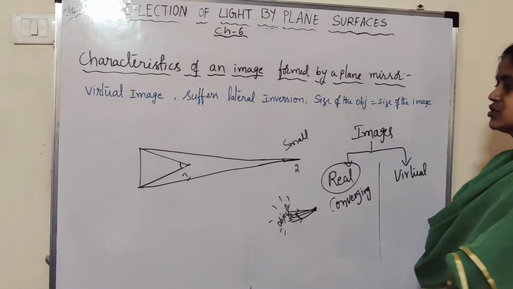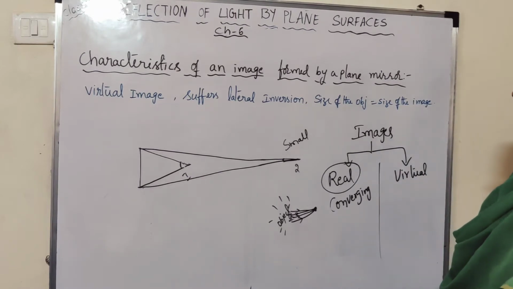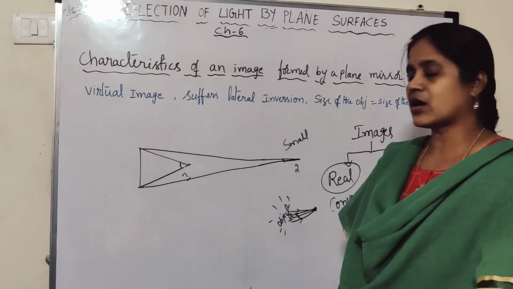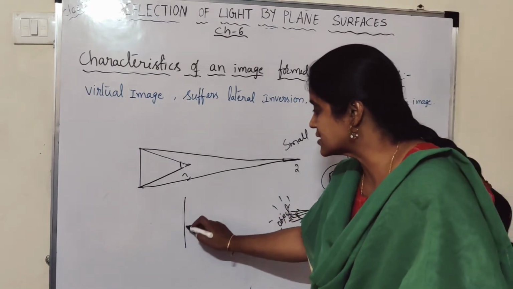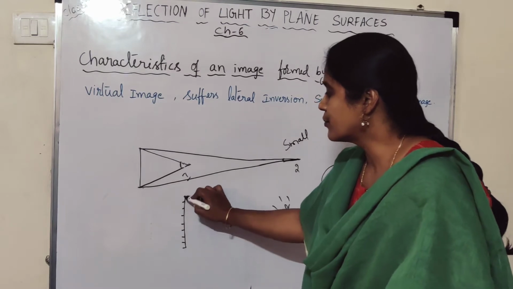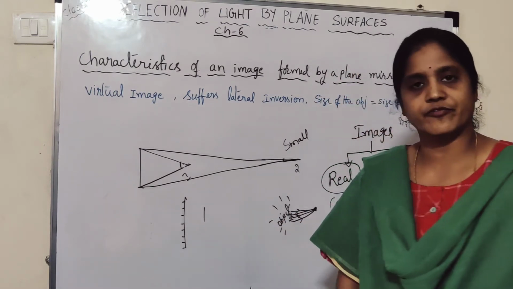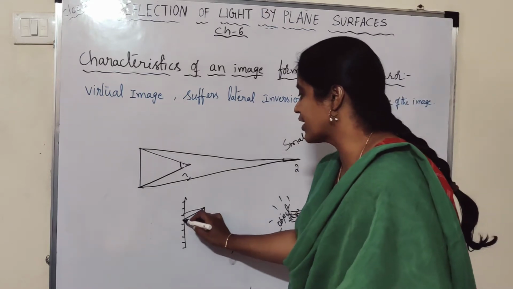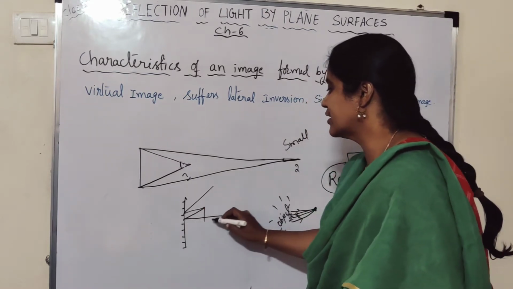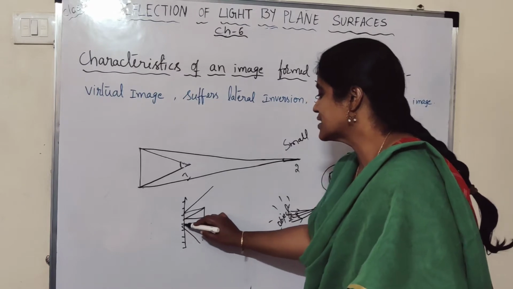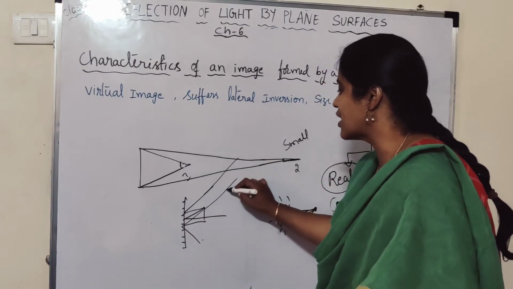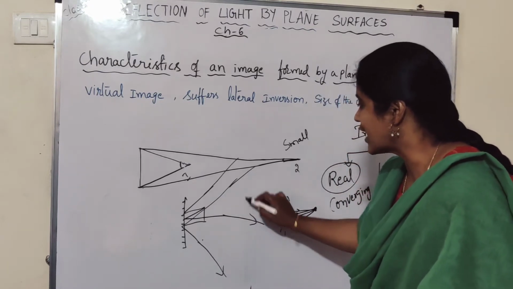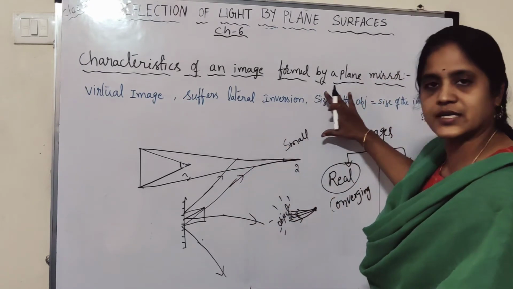Now coming to the virtual rays. Virtual rays means the reflected rays will not meet. Just now we discussed, suppose this is the mirror. When you place an object in front of the mirror, the rays from the object are reflected. These reflected rays are diverging only, so diverging rays will not meet.